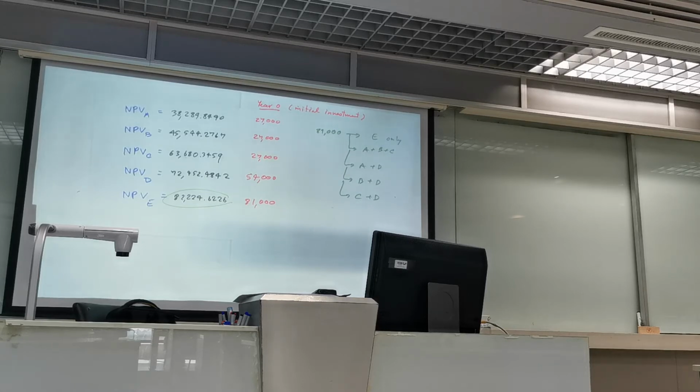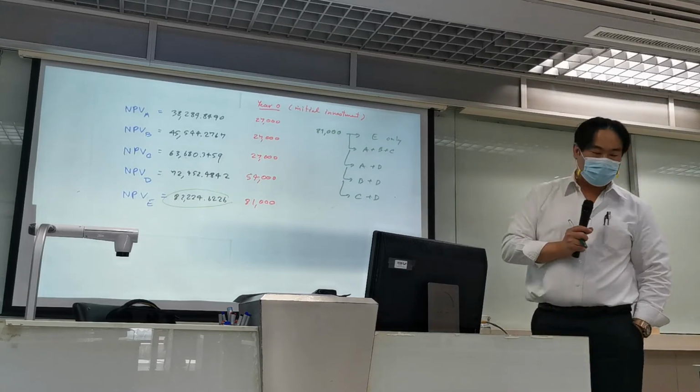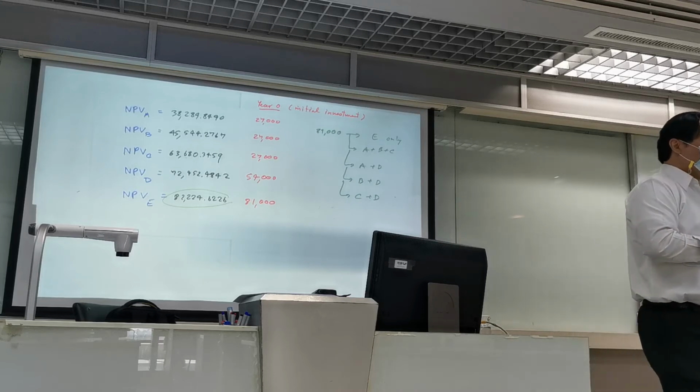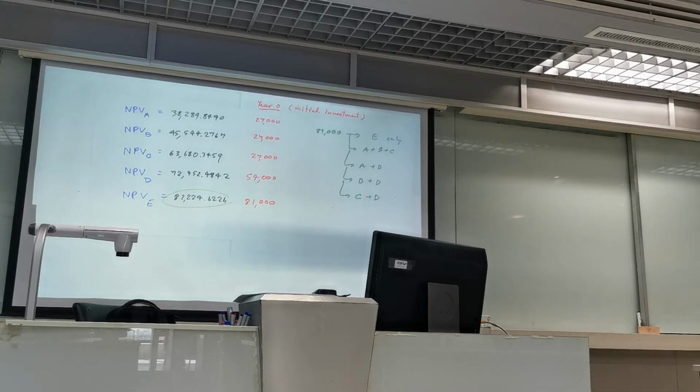Okay, so for this case, what should we do? In terms of capital rationing, or when we have a limited amount of money to be invested, we are going to invest in a group of projects that give us the total highest NPV. Is it okay? We are going to invest in what? A group of projects that give us the total highest NPV.